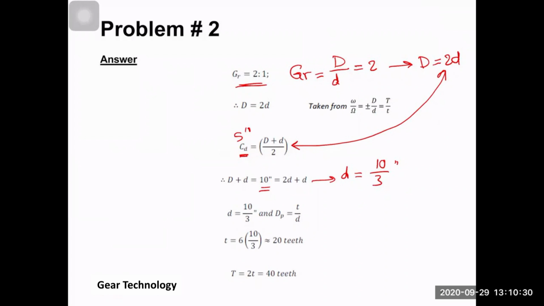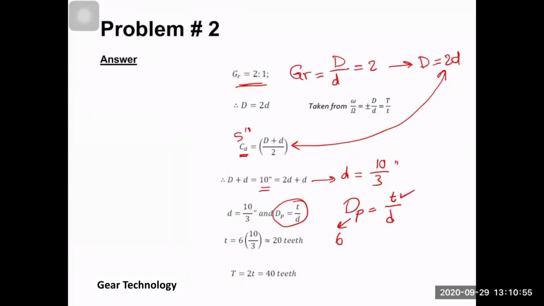But here, remember the definition of the diametral pitch. The diametral pitch is equal to the number of teeth for the pinion divided by the diameter of the pitch circle of the pinion. The diametral pitch is given in this case, it is 6, right? So from this equation, we can find T, which is the number of teeth on the pinion.